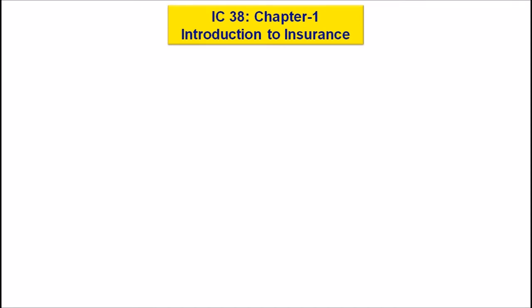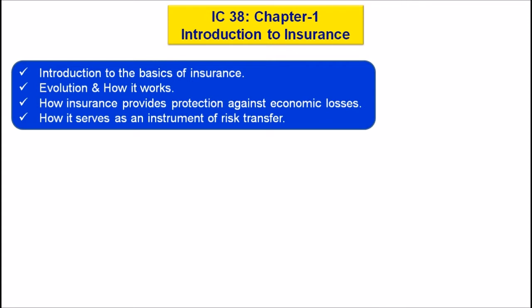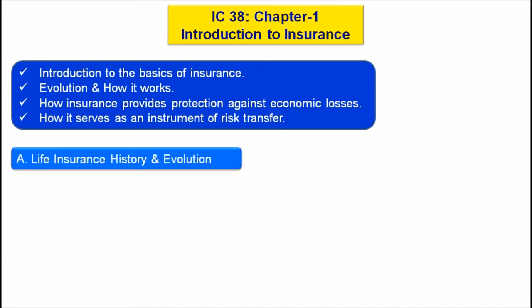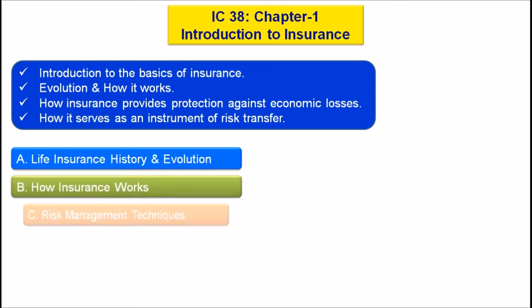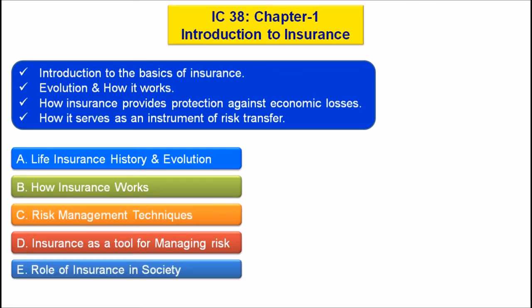What it says? Introduction to insurance. Dear friends, in this chapter, we are going to learn about the basics of insurance, evolution and how it works, how insurance provides protection against economic losses, how it serves as an instrument of risk transfer. These are all new terminology, but don't worry, you will be familiar with all this terminology. So it is taught in 5 sections, that is life insurance history and evolution, how insurance works, risk management techniques, insurance as a tool for managing risk, role of insurance in society. The introduction to insurance chapter deals with these 5 sections. Let us learn in detail.